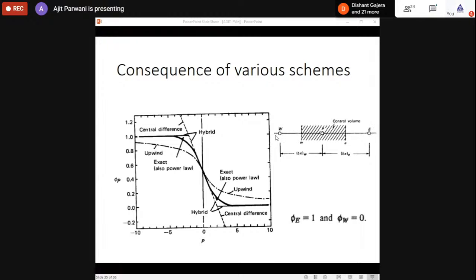If the temperature at the west point is 1 and the temperature at the east point is 0, then what is the value of temperature at P? By mathematical solution of that governing equation, the exact solution is of exponential nature. So this dark line that you see is the exact solution. You will get the temperature at any point in the domain. Sorry, this is a variation with the Peclet number. Now what is this Peclet number?